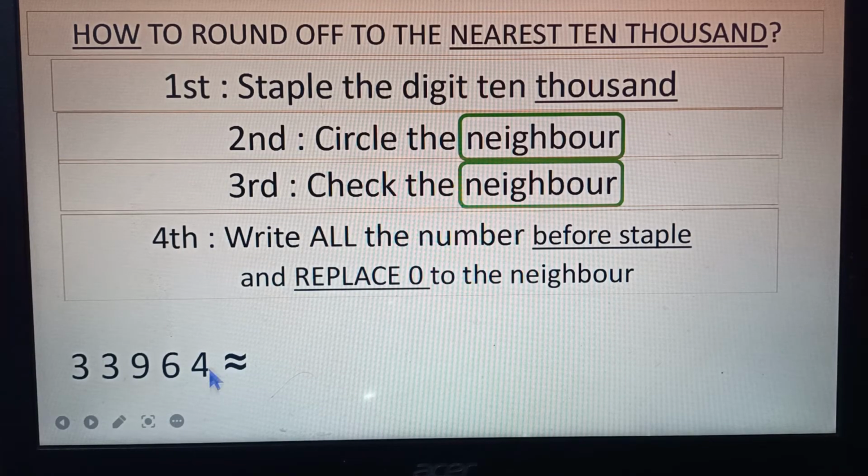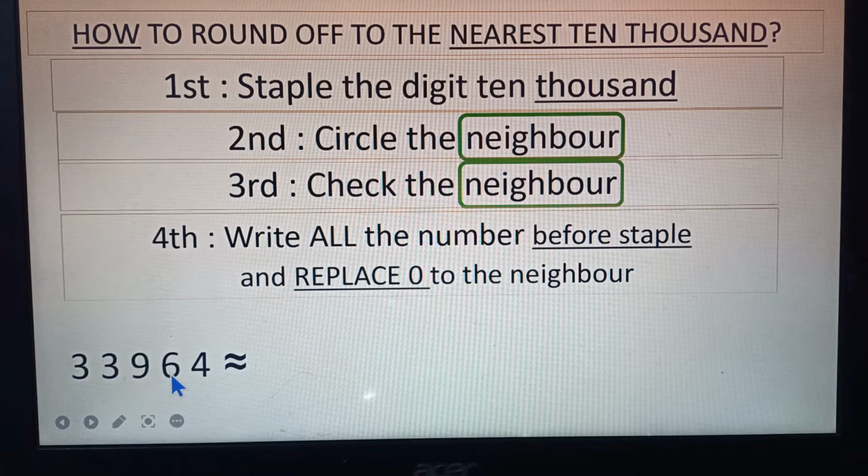33,964. This is the number we're going to round off. Round off apa? Nearest 10,000. First, staple the digit 10,000. Let's find it: ones, tens, hundred, thousand, and 10,000.